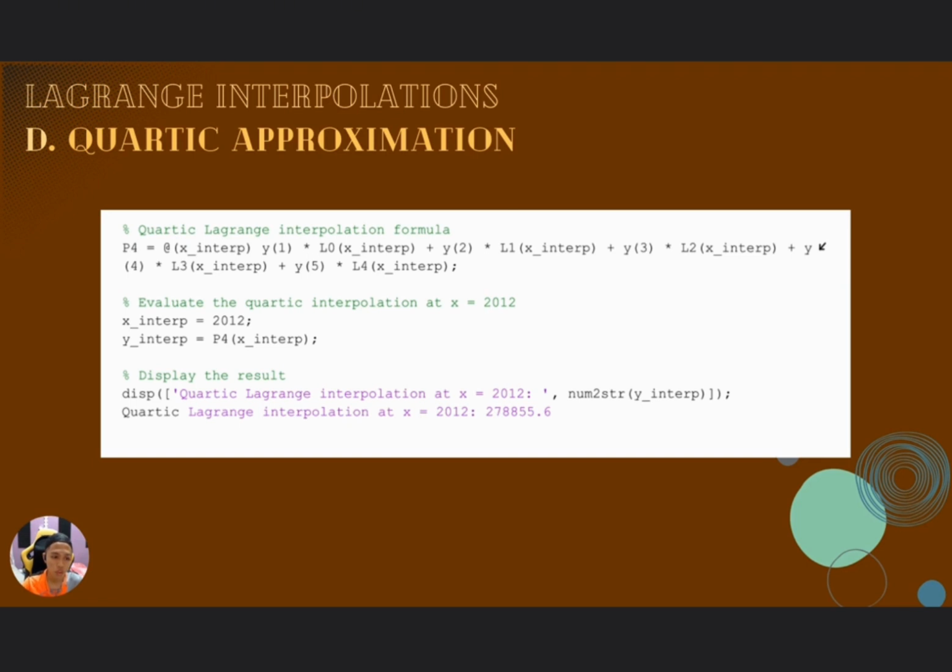The green color is showing us the function of each command. Lastly, it will display the value of Lagrange interpolation by using quartic approximation at 2012, which is 278,855.6. That's all from me. I'll pass the next slide to Faiz.